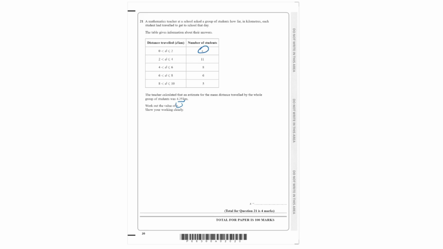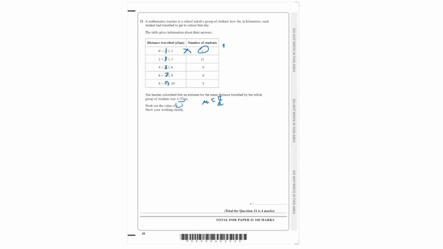Now, when given a table like this, we simply take the middle value. So 0 to 2, the middle is 1. 2 to 4, that's 3. 4 to 6, that's 5. 6 to 8, that's 7. And 8 to 10, that's 9. Now, if we multiply this by the number of students, we can then get the total. And we know that the mean is equal to total divided by quantity.